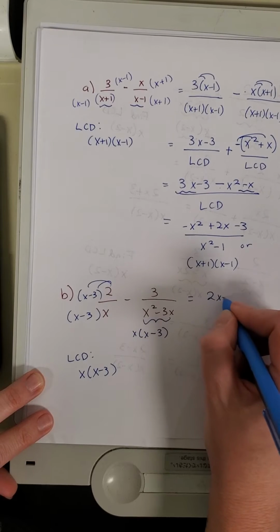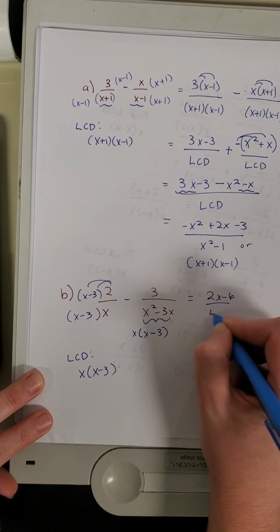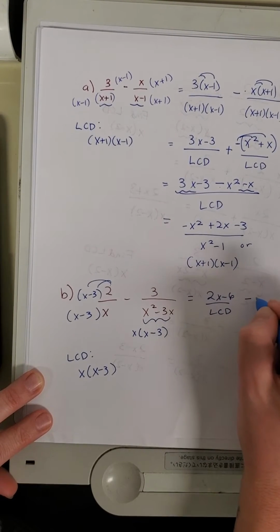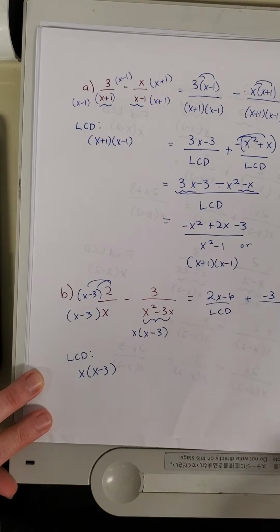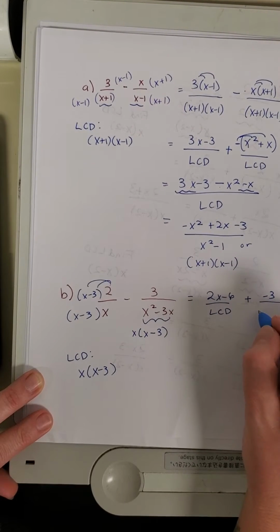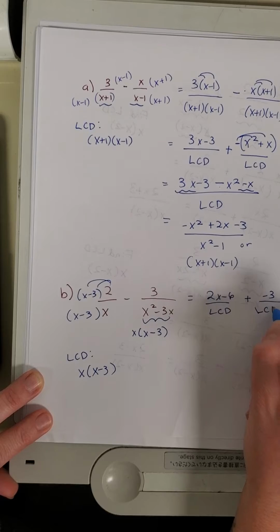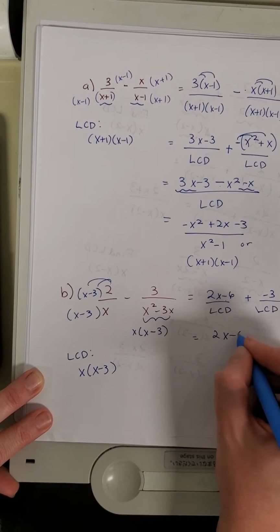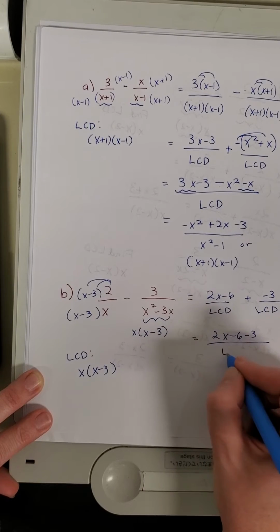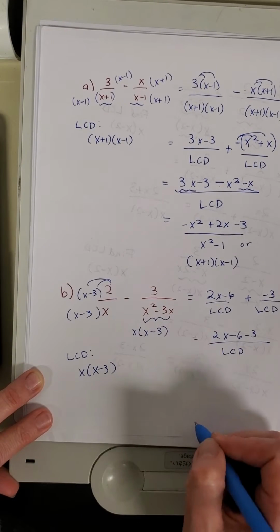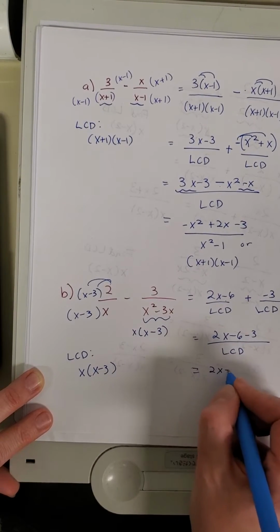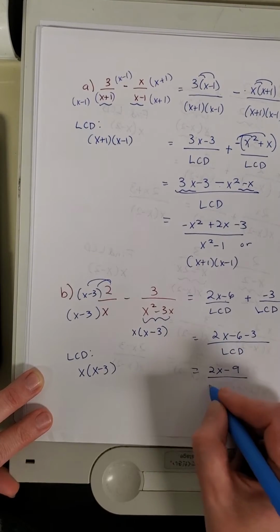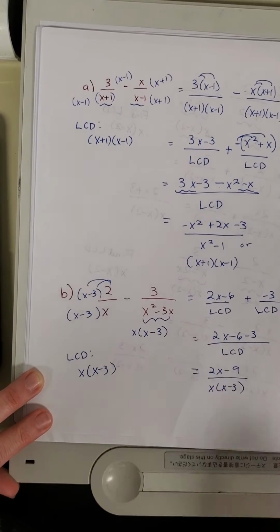So we'll distribute through. That gives me 2x minus 6 over the LCD minus, I'm going to go ahead and put the minus right there so I don't forget, so plus negative 3 over the LCD. And then I'll combine any like terms so I can write it as one fraction. That's 2x minus 9 over x minus 3.